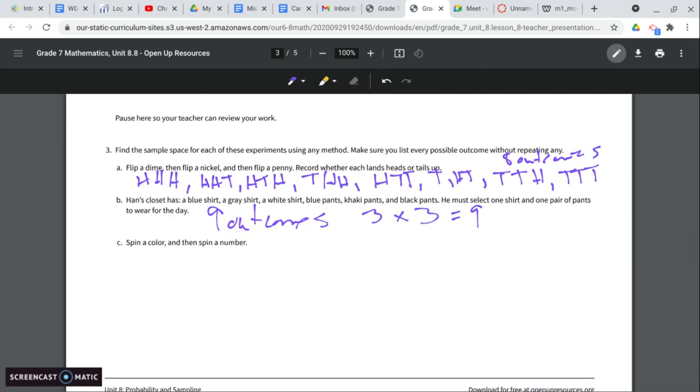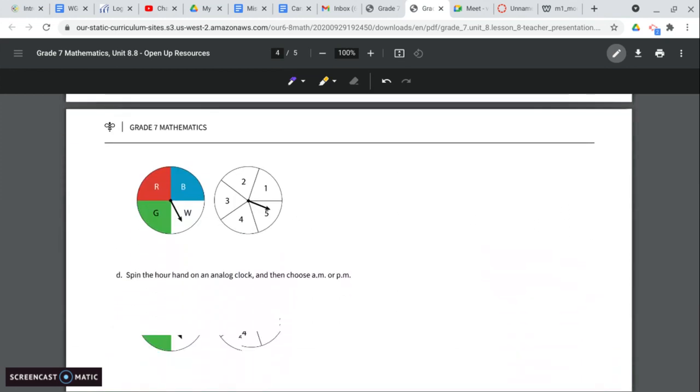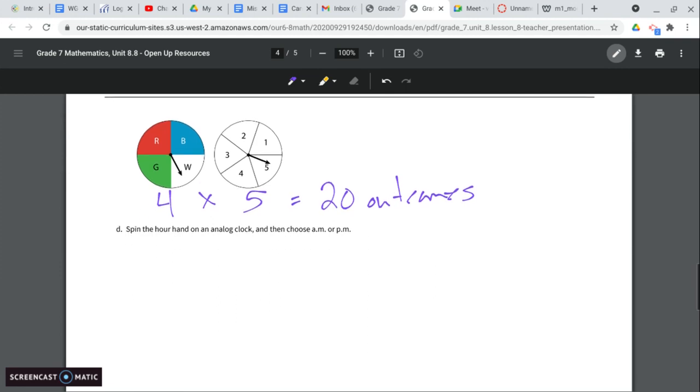For the last one, spin a color, then spin a number. For this, notice we have this down here. So we have 4 possibilities here, and we have 5 here. We multiply them together. We're going to get 20 total outcomes. Once again, there's a lot, so I won't write them all. And for D, spin the hour hand on an analog clock, and then choose AM or PM. So we have 12 hours times 2 times of day. So we have 24 outcomes.